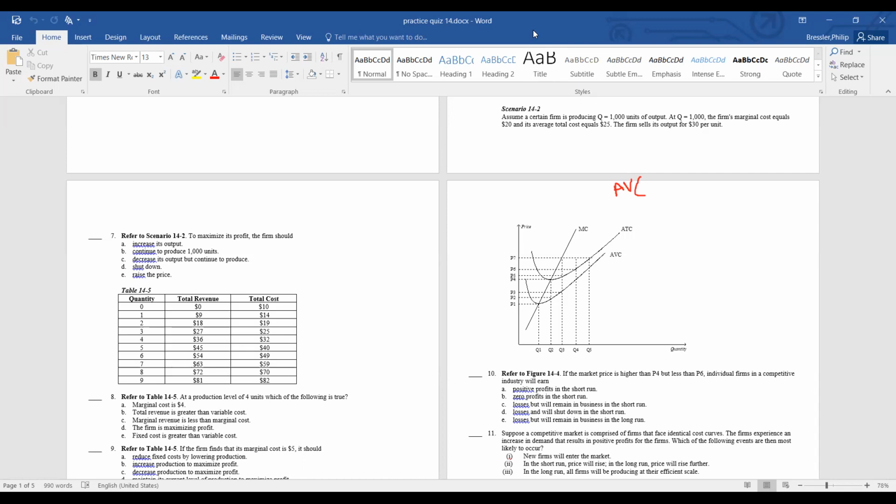Here he talks about sunk cost. And that again is cost that is already committed to and cannot be recovered. Okay. In the long run, we enter if firms are making money.